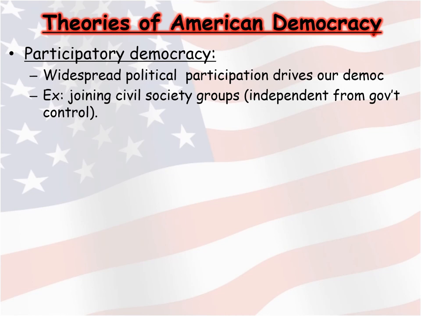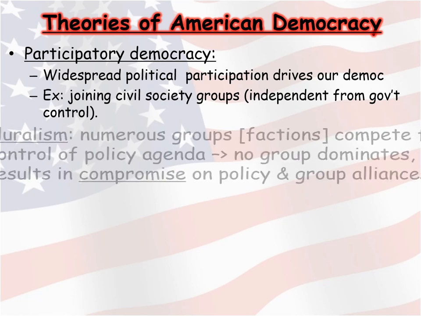So people turning out and voting in mass numbers, people joining civil society groups that are independent from government control. These are things like interest groups. I'm sure some of you have parents who are members of the National Rifle Association or the ACLU, the American Civil Liberties Union, or the NAACP, National Association for the Advancement of Colored People, colored persons, excuse me. You know what I'm talking about. The AARP, American Association of Retired Persons. When we show up to participate in large, large numbers, that's what drives our democracy to work and keep power in the hands of the people. That's one theory of how our democracy works.